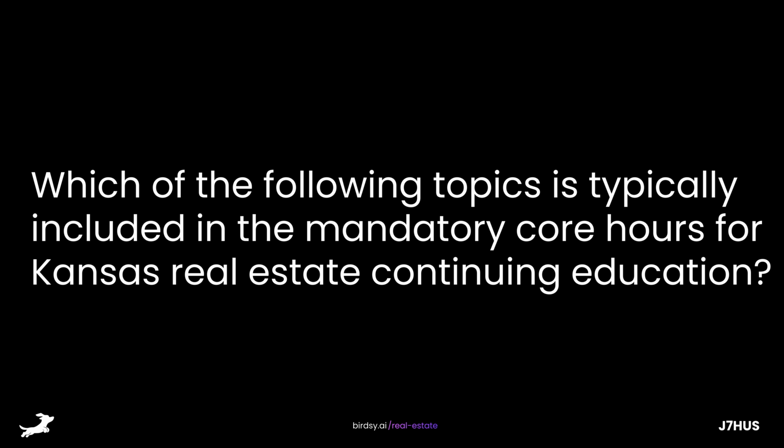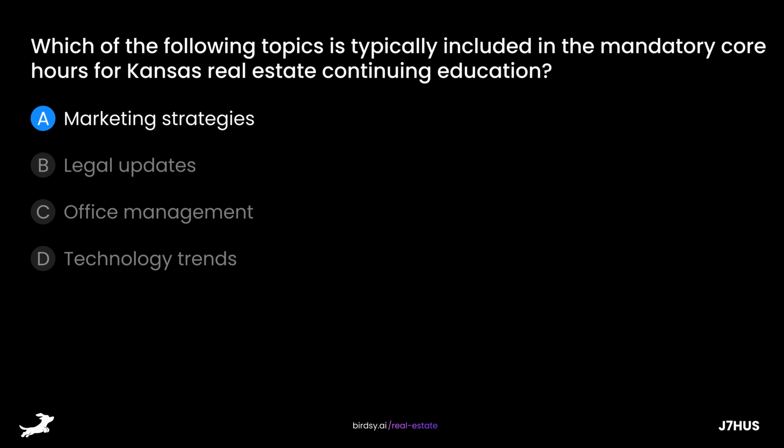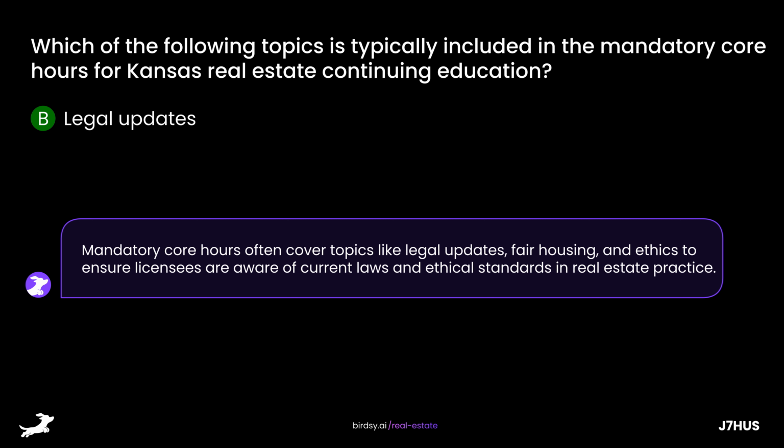Which of the following topics is typically included in the mandatory core hours for Kansas real estate continuing education? Is it A, marketing strategies, B, legal updates, C, office management, or D, technology trends? The answer is B, legal updates. Mandatory core hours often cover topics like legal updates, fair housing, and ethics to ensure licensees are aware of current laws and ethical standards in real estate practice.